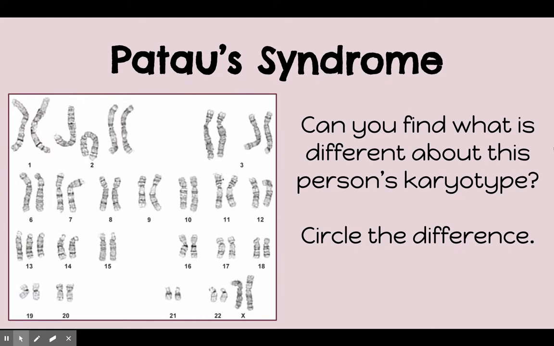So this is Patau's syndrome. This is a karyotype of somebody who has Patau's syndrome. Can you find what is different about this person's karyotype? Once you find it, go ahead and circle the difference.